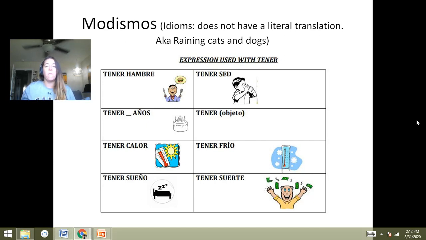Okay. The next one, tener sed. Tener sed is to have thirst. When I conjugate it, for example, in the yo form, tengo sed. It is literally I have thirst, but the way we use it is I am thirsty.